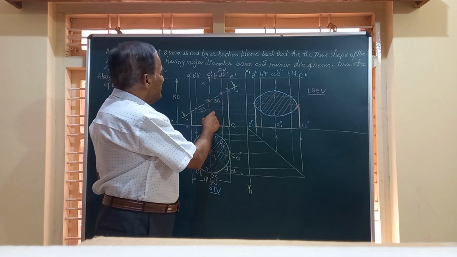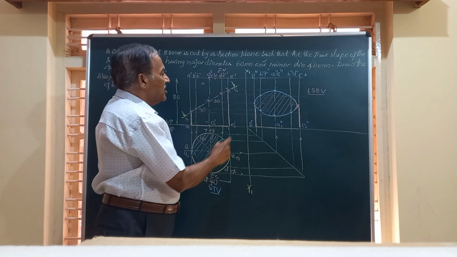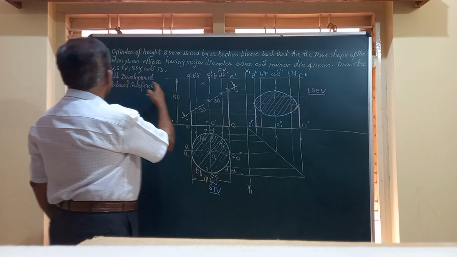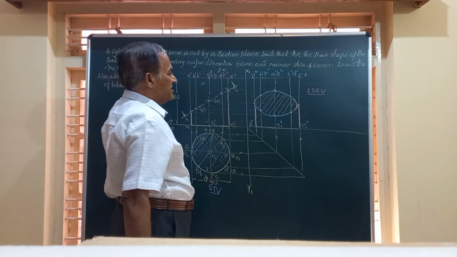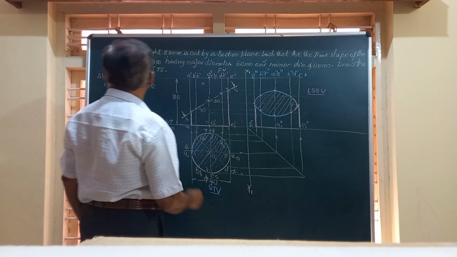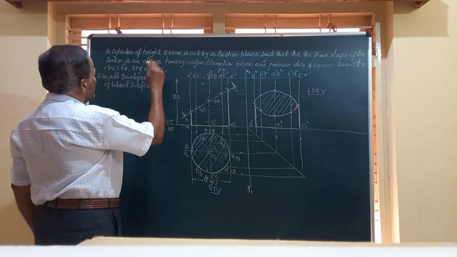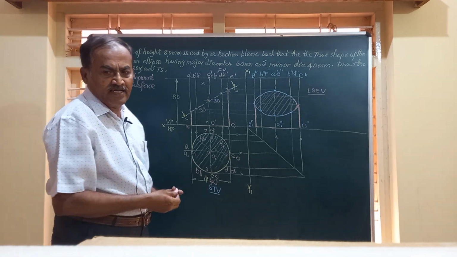Friends, you have got the front view, the sectional top view you have got, and we have found out that the diameter is 40 millimeter, and you have got the left sectional end view. What else is asked in the question? He is asking you to draw the true shape and also add the development.